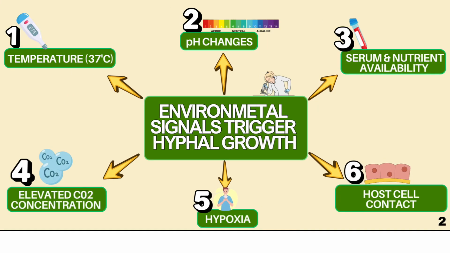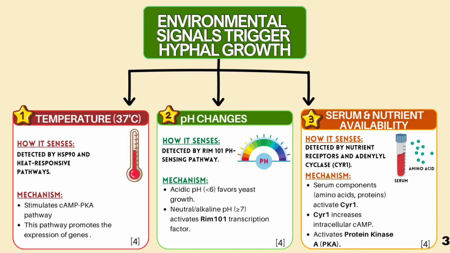Today, I will explain how environmental signal trigger hyphae growth in Candida albicans. There are 6 major environmental signals involved. The first signal is temperature.